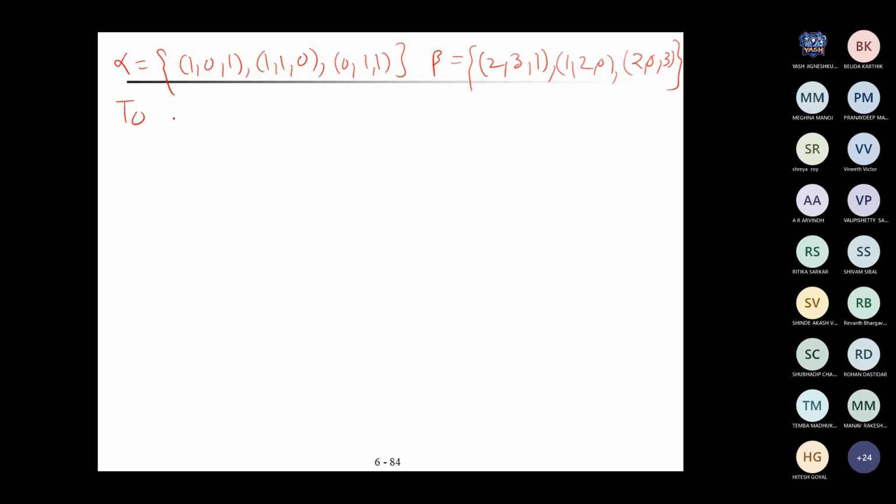So to verify, what statement do you have to verify? X beta is equal to ID alpha to beta into X alpha, right? So X is 1, 2, 3.